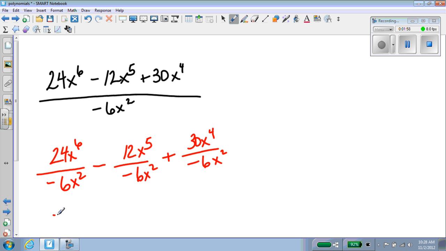24 divided by negative 6 is negative 4. X to the 6 minus 2, 4th power. This is going to be negative 12 divided by negative 6. So 2, x to the 5 minus 2, 3. I've got positive 30 divided by negative 6. So negative 5, x to the 4 minus 2, 2.